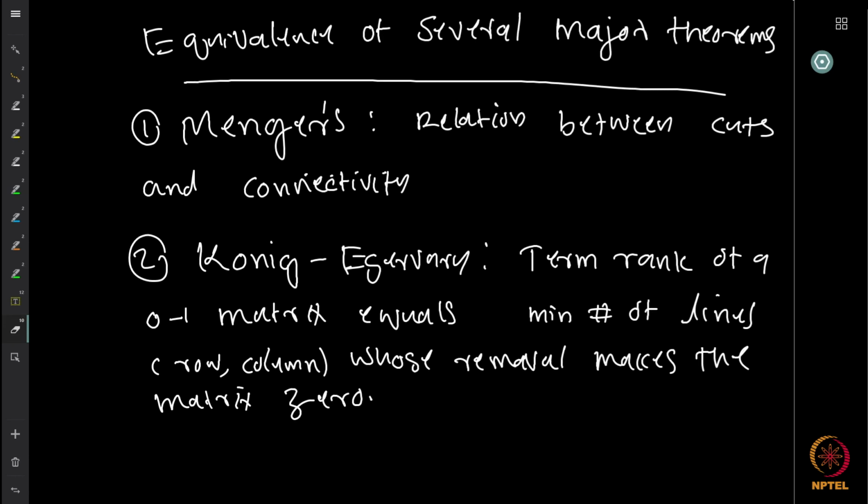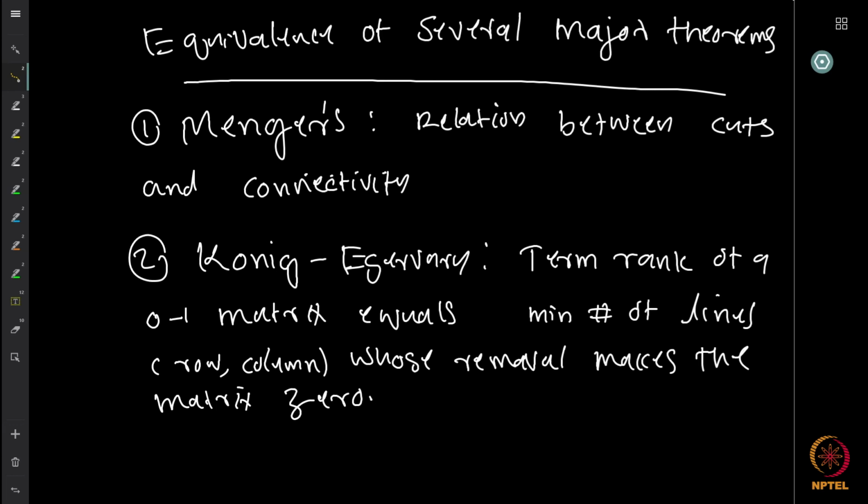Right? So one of them is Menger's theorem, right? Menger's theorem gives a relation between the cuts and connectivity, right? The separating sets and the number of disjoint paths, right? Then another theorem which we did not prove is the König-Egerváry theorem, right? Which says that the term rank of a 0-1 matrix is equal to the minimum number of lines whose removal makes the matrix a 0 matrix.